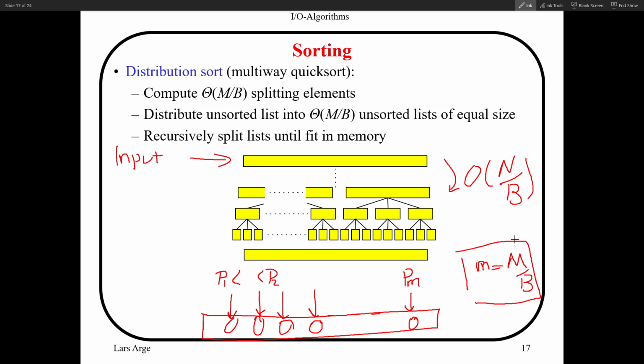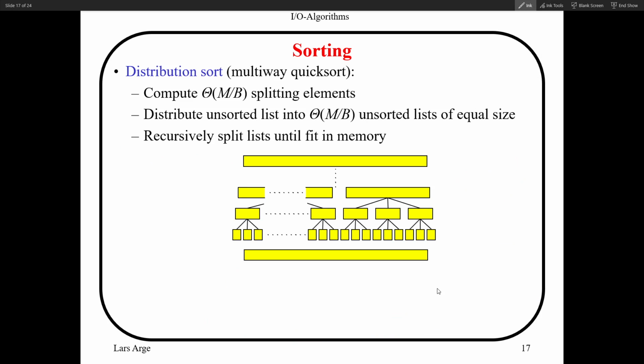So in O of N over B IOs, I split my input into small m number of lists, and the size of each list goes down by a factor m, because I assume that these pivots are evenly distributed. So in other words, the gap between every pivot is roughly n over m. Then this process continues until we reach lists that can fit inside memory. Once the list size is M, then I can just sort it inside internal memory with no problem.